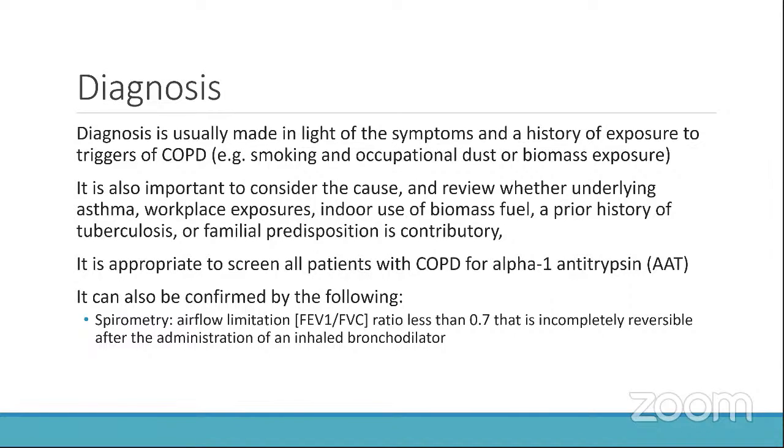And then the confirmation of COPD is usually done by spirometry. So there's the airflow limitation. The forced expiratory volume over 1 second over vital capacity ratio would be less than 0.7, and it's not completely reversible after the administration.